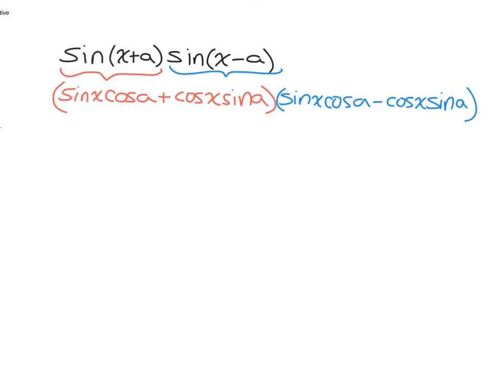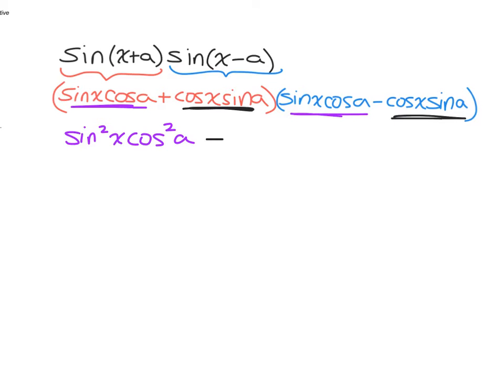All right, so what I'm doing here is multiplying these two things together. When we multiply, because it's the difference of squares, we're looking at conjugates. We're really just multiplying this against this. Sine squared x cosine squared a, minus cosine squared x sine squared a.